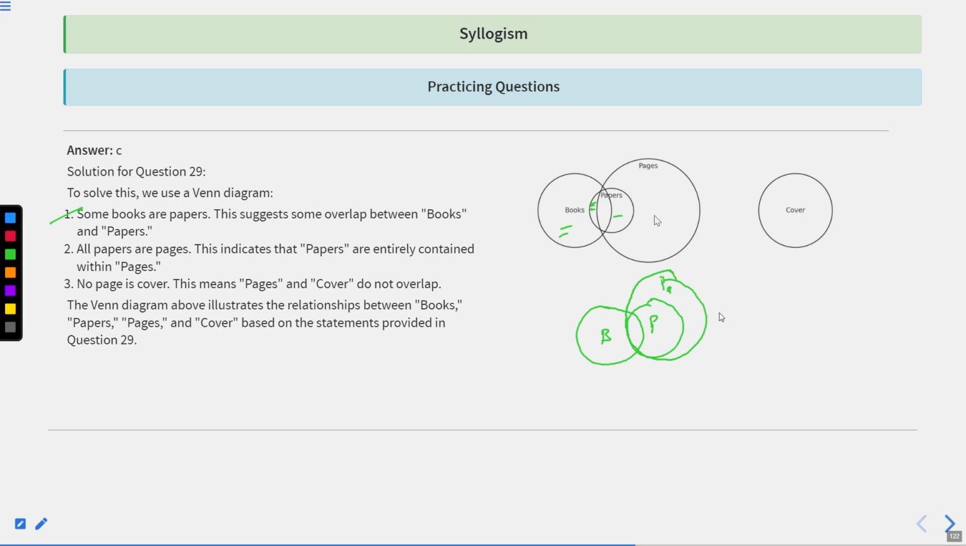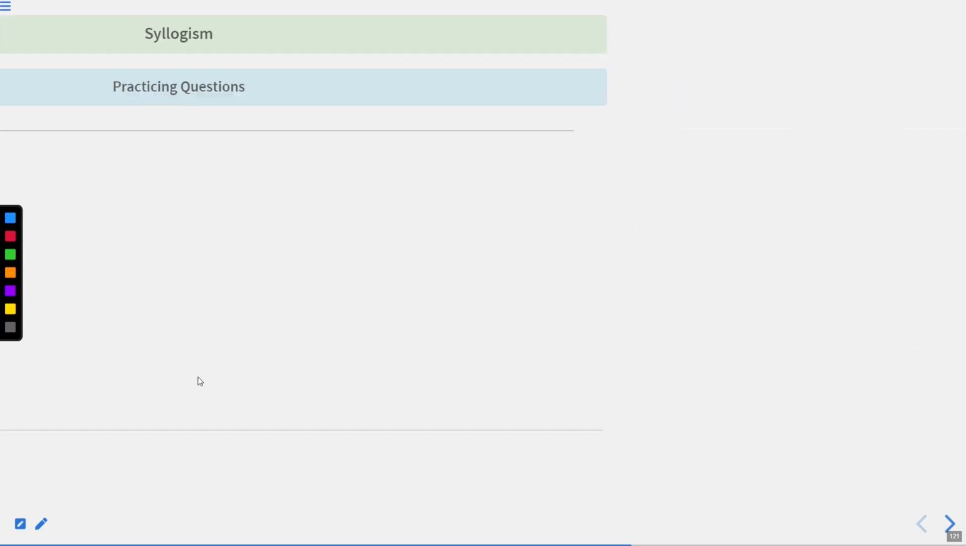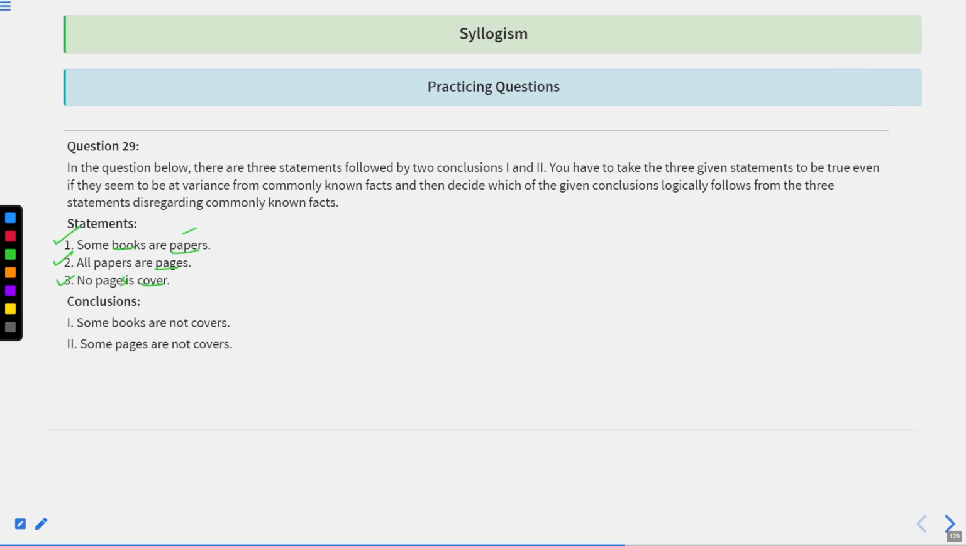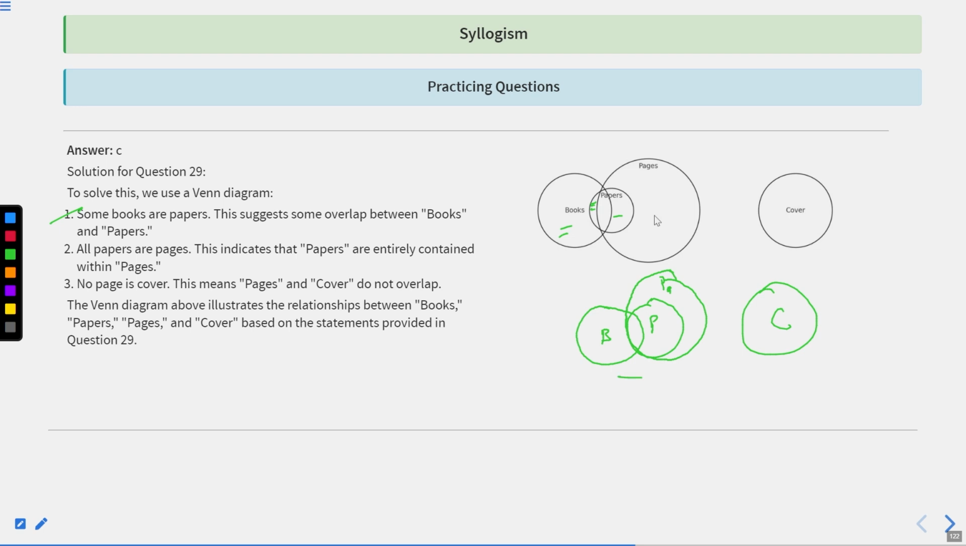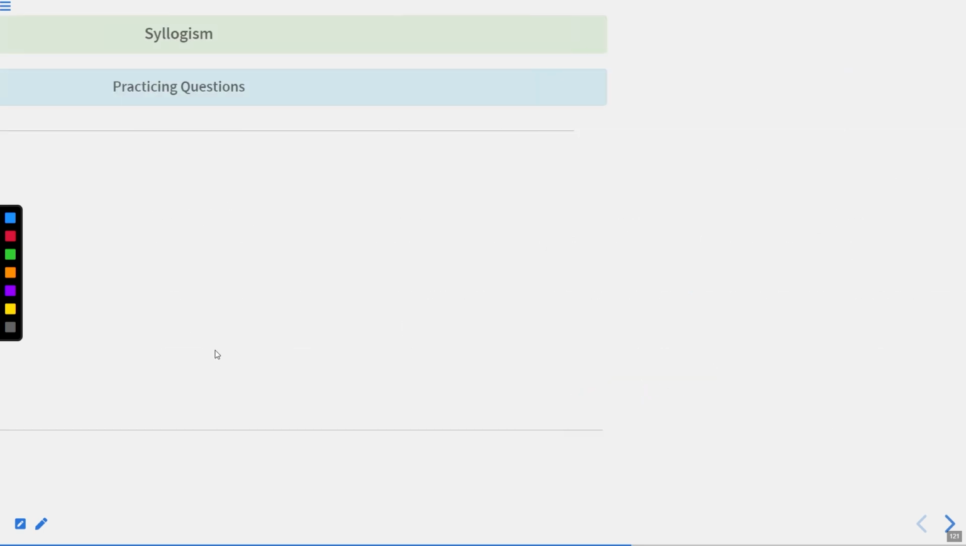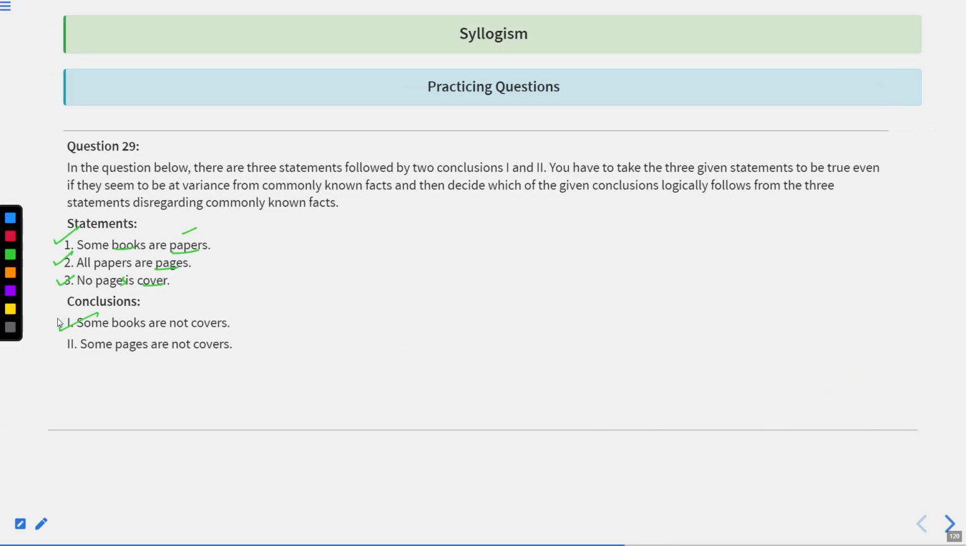Okay, and the third statement is no pages is cover. This is also cover. Okay, my dear students, I suppose you have understood the point here. Now we will come to the conclusion. We will try to figure out what could be the correct approach and what could be the correct answer of this particular question. The conclusion number 1 says some books are not covers. Absolutely true. Some books are not covers. This is the correct answer. This is because there is no relation between books and covers.